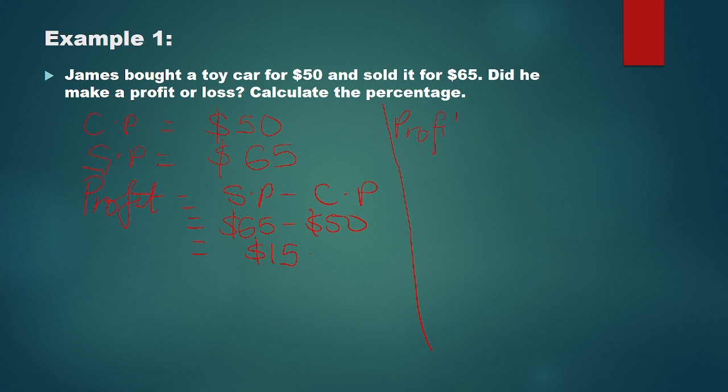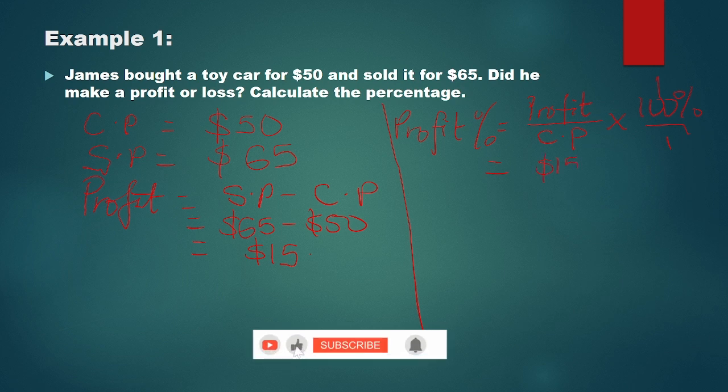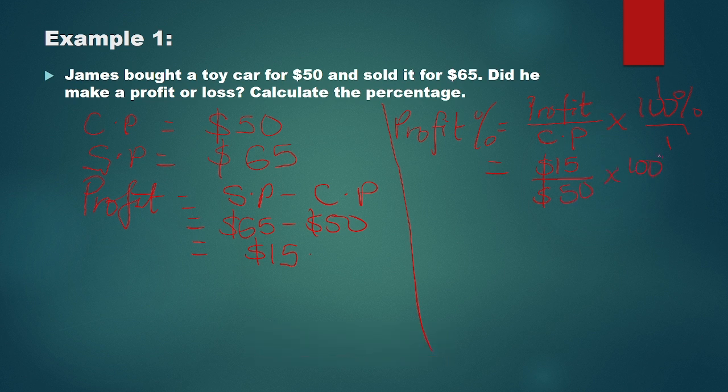Then, to find my profit percentage, which can be written in short form like this, that's just simply your profit over the cost price multiplied by 100% over 1. So, what's our profit in this case? That's $15 over the cost price, which is $50, multiplied by 100% over 1.